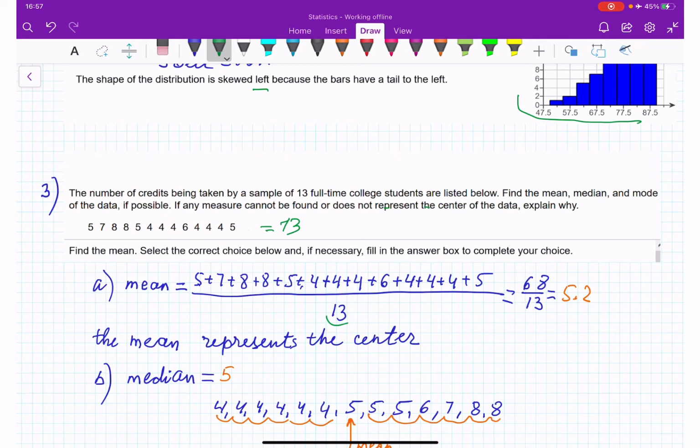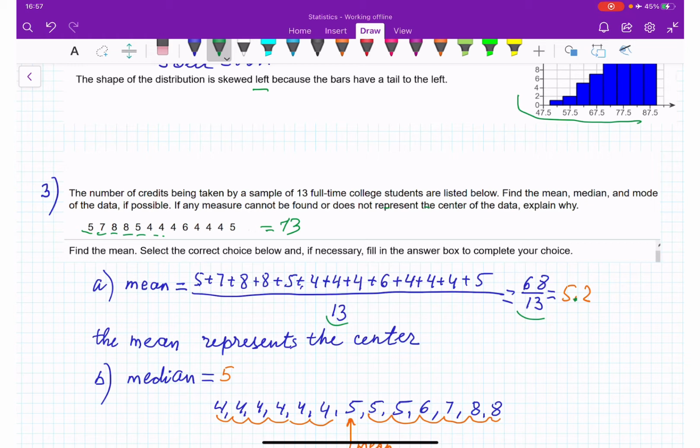To find the mean, all you're going to do is add all elements in the database, all of them, and divide by the amount. Since the amount is 13, it's going to be 68 over 13, and we get 5.2. It's going to be our mean. So mean always represents the center.